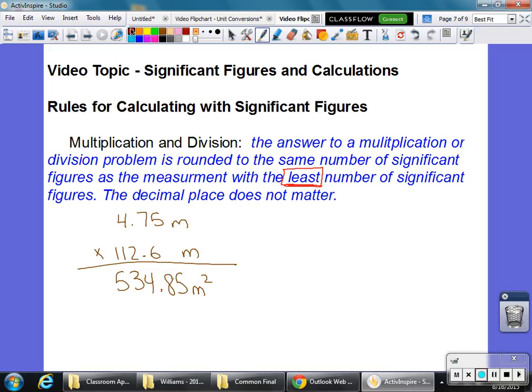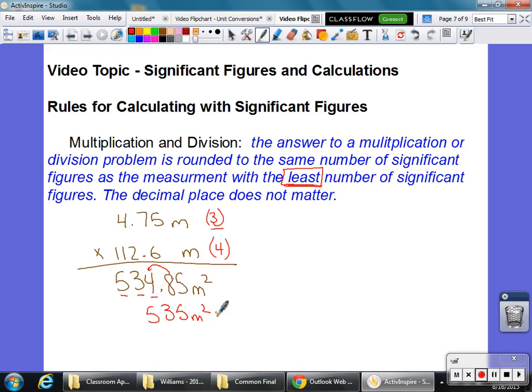In the case of the first measurement, there are 3 significant figures. In the second measurement, there are 4. So since the smaller number is 3, we must round this to 3. That would cause 1, 2, 3. The 8 causes the 4 to round, and an answer would be 535 meters squared.